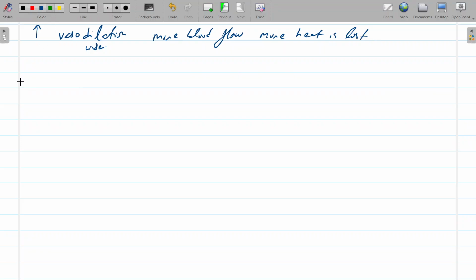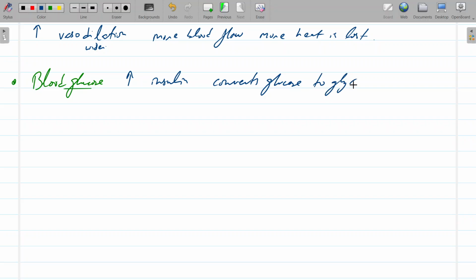Then you have blood glucose, which you've talked about. So we know that if the blood glucose level goes up, insulin is released, which converts glucose to glycogen in the liver. Now, if the blood sugar level, glucose level falls, then the other hormone called glucagon is secreted, and it converts glycogen to glucose.